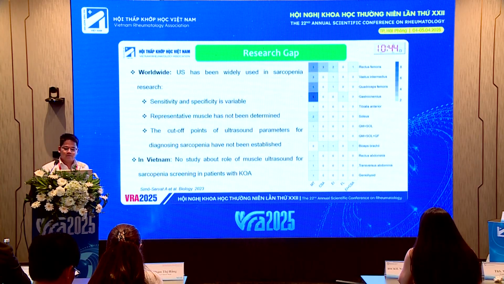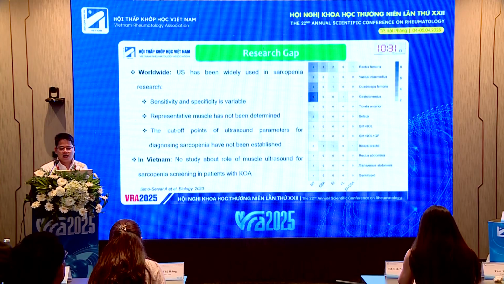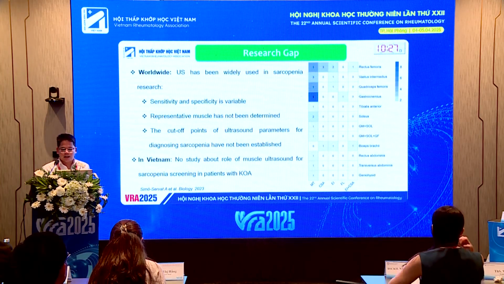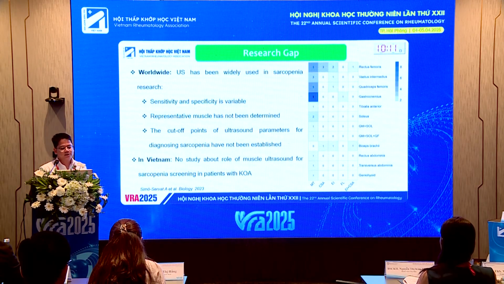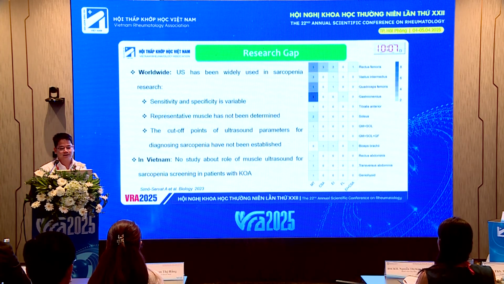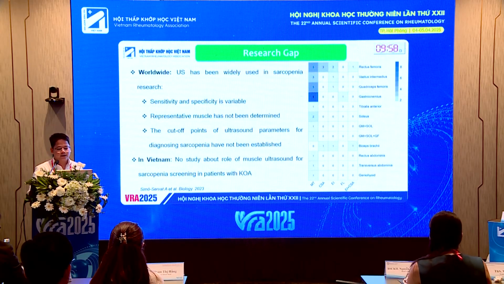The updated version of the European Working Group on Sarcopenia in Older People recommends ultrasound as a valid and reliable tool for measuring muscle mass, but further study is required to assess its potential because the sensitivity and specificity are variable. The representative muscle had not been determined. The cutoff point of ultrasound parameters for diagnosing sarcopenia had not been established. And in Vietnam, there is no study about the role of muscle ultrasound for sarcopenia screening in patients with knee OA.